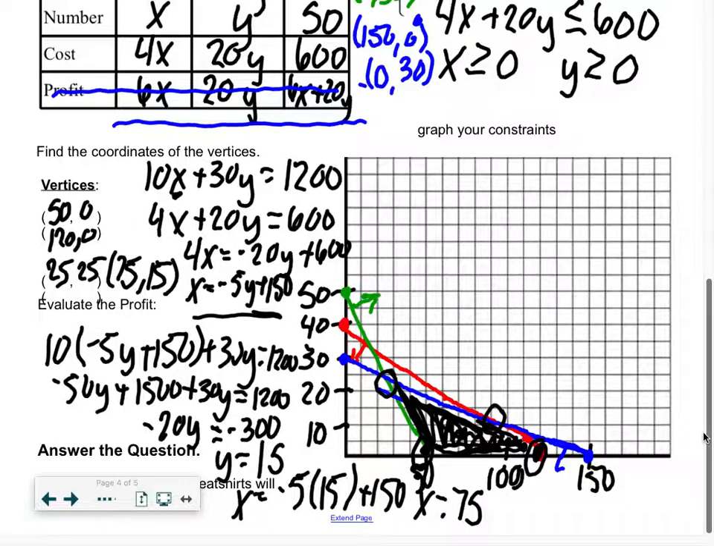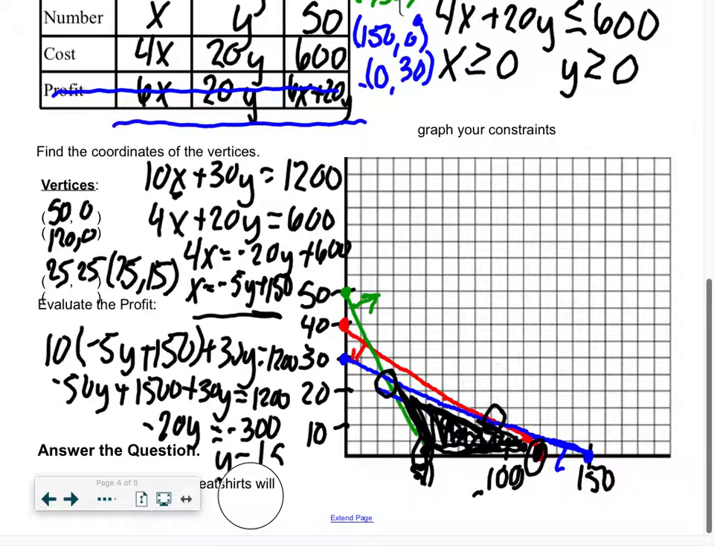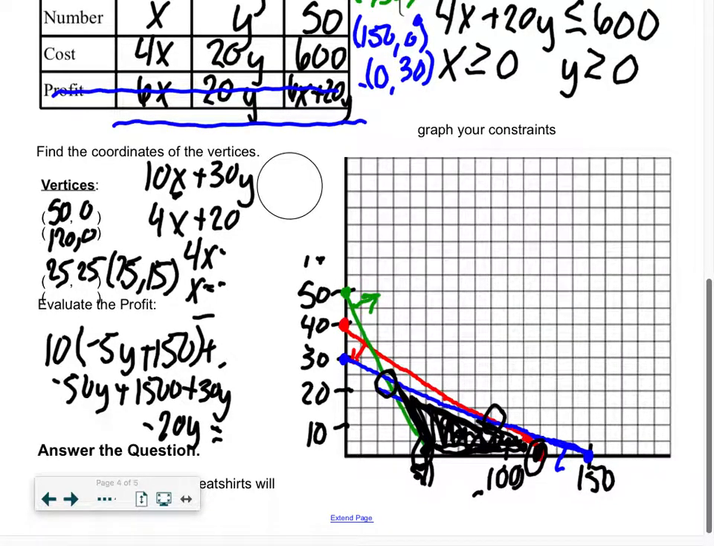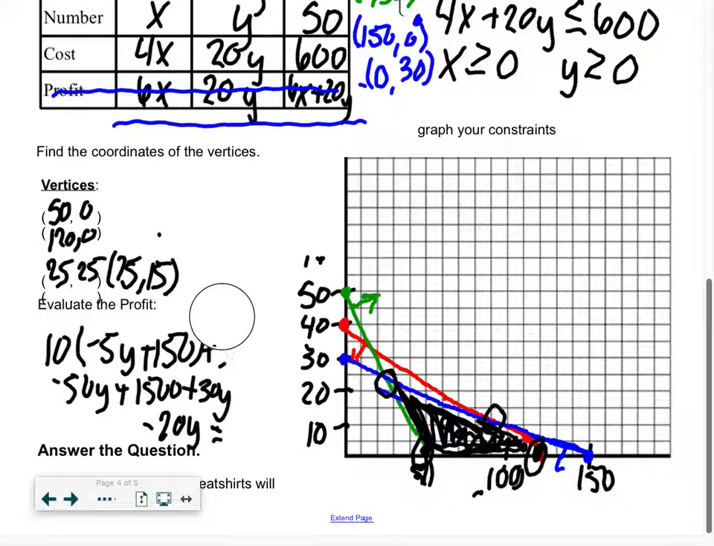Okay, I'm going to erase this work just so we have places to work. Goodbye, work. You don't have to erase it. Don't erase it. Oh, I didn't have all of it.